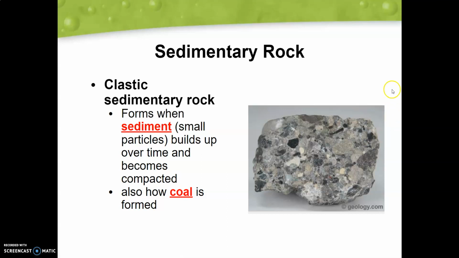And then our next type is sedimentary. Our first type, clastic, forms when sediment builds up over time and becomes compacted. Compacted means it's pushed together. Here's an example of clastic sedimentary rock. And this is also how we get coal. So remember, anything that's bold, red, underline is what you fill in on the notes section of your handout.